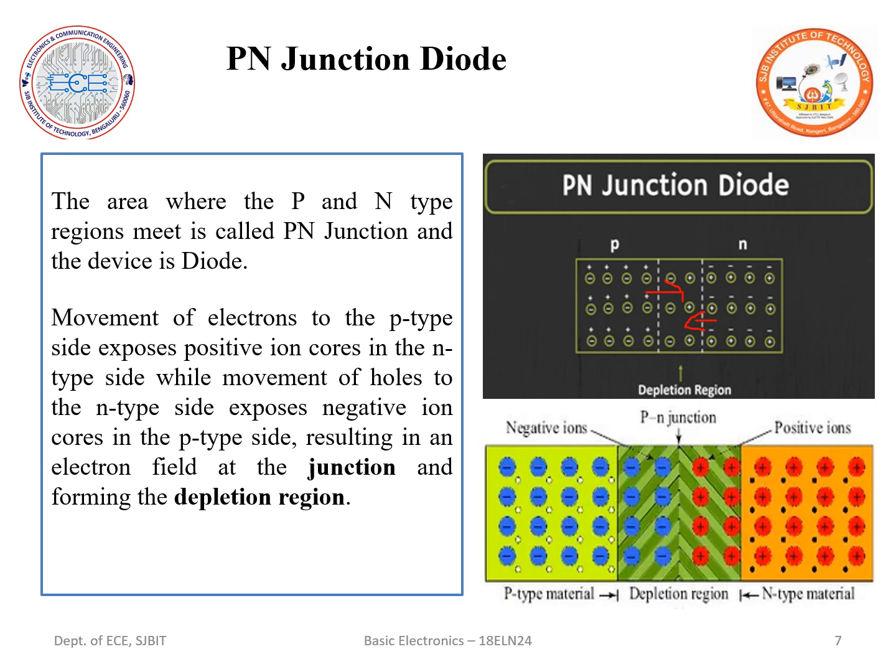Now, the holes that have crossed into the depletion region are no more called holes, they are called positive ions, and the electrons which have crossed from the n region into the depletion region are no more called electrons, they are called negative ions. This is the unbiased condition.